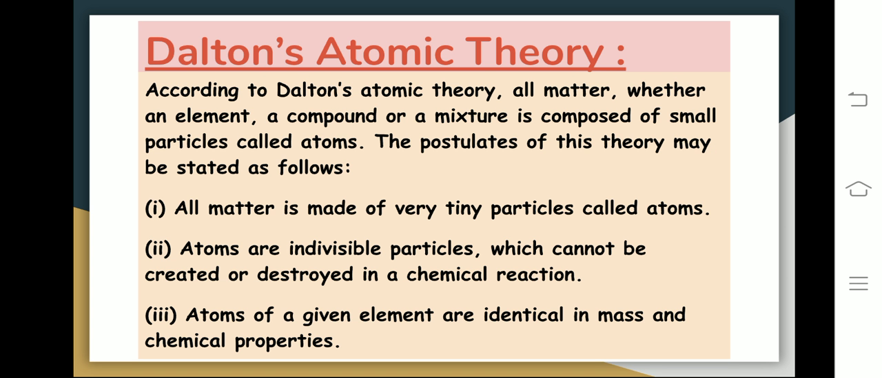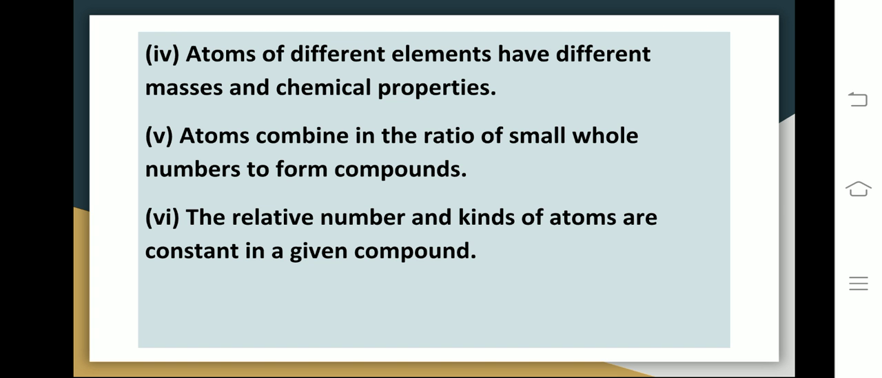All matter is made up of very tiny particles called atoms. Atoms are indivisible particles which cannot be created or destroyed in a chemical reaction. Atoms of a given element are identical in mass and chemical properties. Atoms of different elements have different masses and chemical properties. Atoms combine in the ratio of small whole numbers to form compounds. The relative number and kinds of atoms are constant in a given compound.